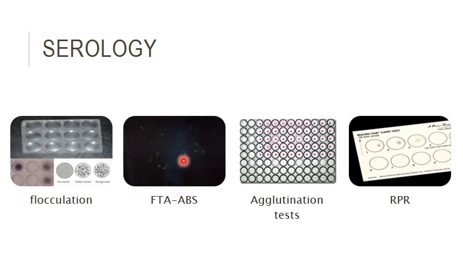Okay, here's your FTA-ABS. So this is a fixed Nichols strain on a glass slide. The serum was allowed to interact with it. The patient had antibodies that bound to the Nichols slide. Those were loose. Serum was washed away. You added your conjugate, which caused it to fluoresce.